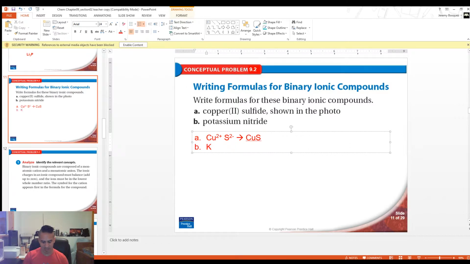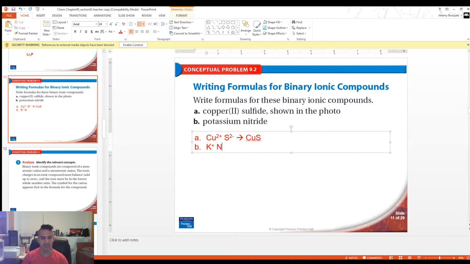For letter B, we have potassium nitride. Potassium is K. It makes a charge of positive 1. It's in column 1 on the periodic table. Potassium does not have a Roman numeral because it is not a transition metal. It's not in the middle of the periodic table. It doesn't make more than 1 charge. It only makes a charge of positive 1.